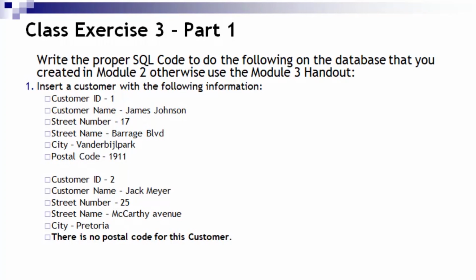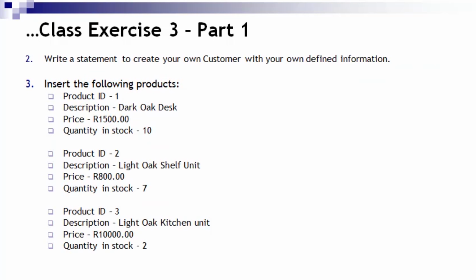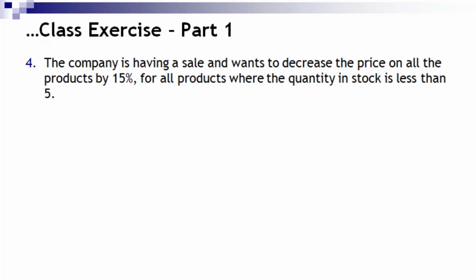Then you'll see there's an exercise where we would have inserted the customer and created our own customer insert to the product. And then there's a question where the company is having a sale and they want to decrease the price on all the products by 15%. In this case, this is an update statement because we're changing the price for products, which needs to be done based on some condition, where the quantity in stock is less than 5 for that specific product.